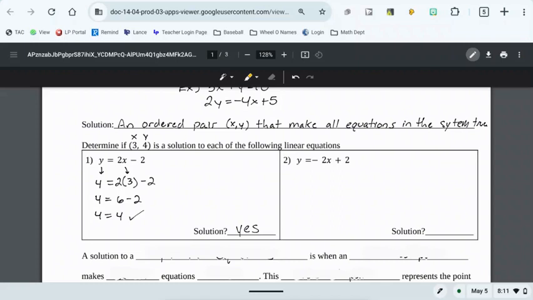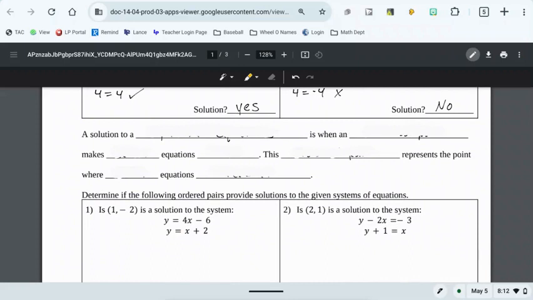Let's see if it's a solution to this one on the right, y equals negative 2x plus 4. Same thing: instead of y, we put 4, and instead of x, we put 3. So we have 4 on the left. Negative 2 times 3 is negative 6. Negative 6 plus 2 is negative 4. So that is not true. If you were thinking 4 and 4 is the same, but 4 and negative 4 are not the same. Therefore, it is not a solution.